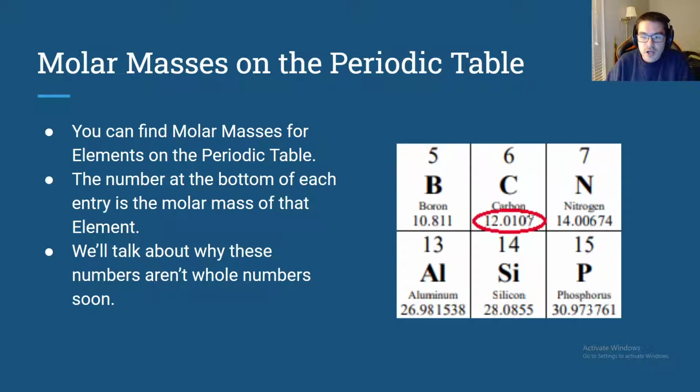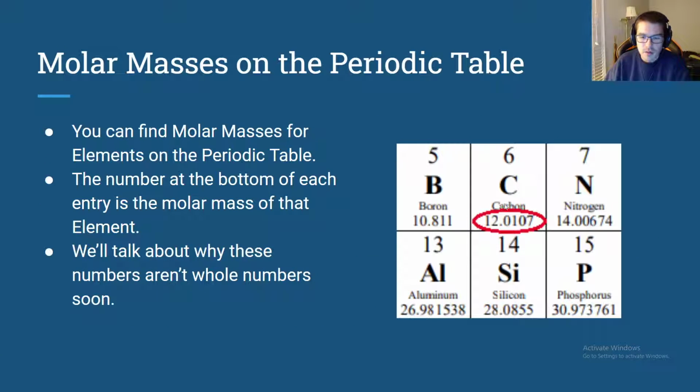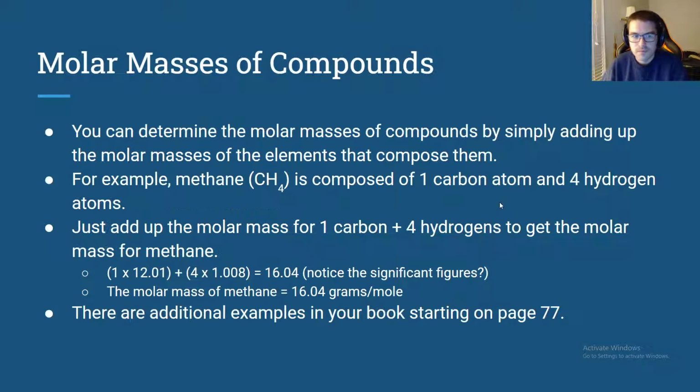Anyways, doesn't matter. These numbers here at the bottom of each entry on the periodic table are the molar or atomic masses for that element. Molar mass and atomic mass kind of mean the same thing if you're just talking about an element, okay? So we're going to talk about why these numbers aren't whole numbers very soon, like next week or the week after, because if I jump back here, it said that the molar mass of carbon-12 is exactly 12, but here it says 12.01. We're going to talk about why that is. Some of you may remember why from last year, talking about isotopes.